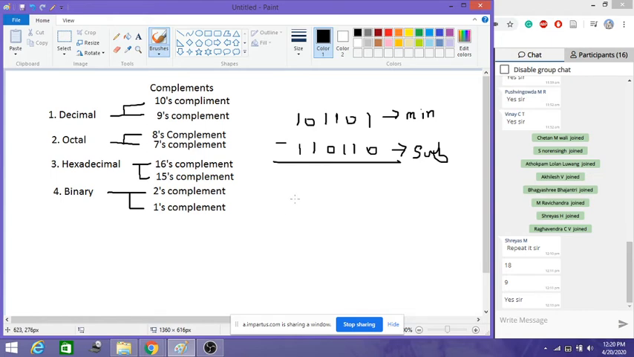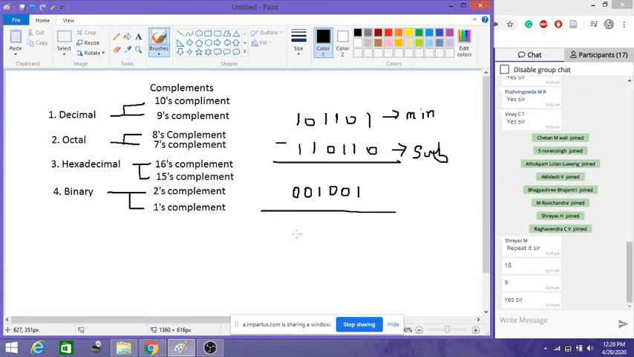So the subtrahend should be converted to 1's complement. What is the 1's complement of this? This is 0 0 1 0 0 1. So it is in the 1's complement form, since we are performing the 1's complement subtraction.